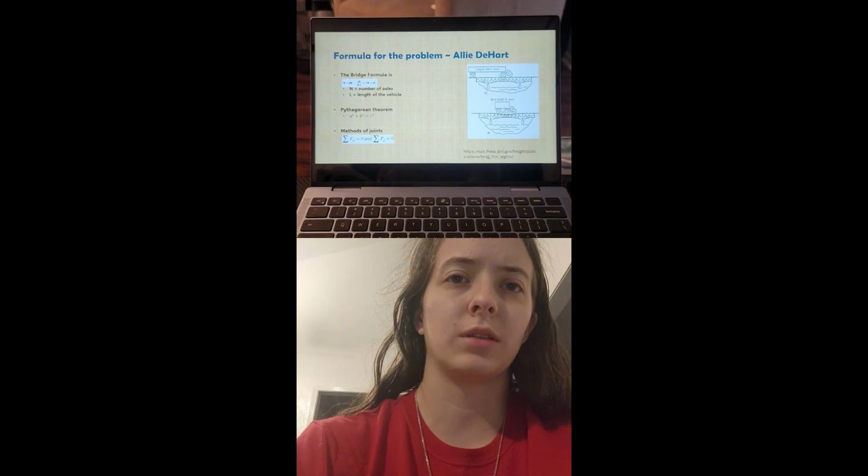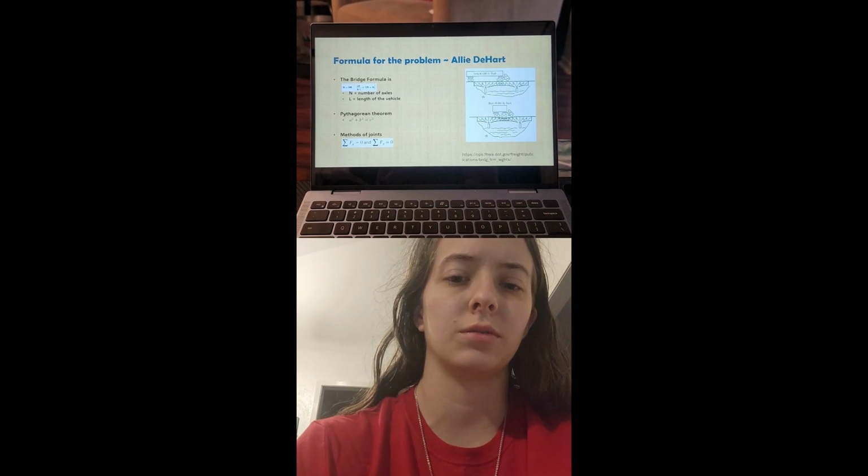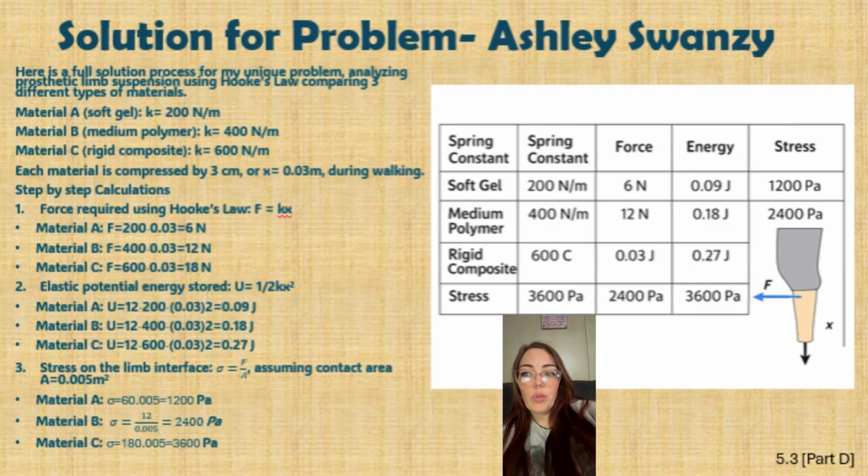Here are the formulas needed to find the solution to the problem for these bridges. So for the solution to the problem, I did provide a solution process for analyzing the prosthetic limb suspension using Hooke's law, and I used comparing 3 different types of materials again. Same 3 types of materials as I spoke of earlier: the soft gel, the medium polymer, and the rigid composite. And then I provided your step-by-step calculations.